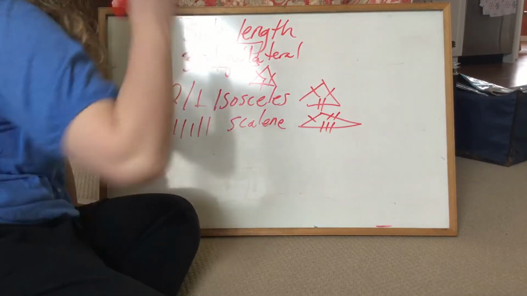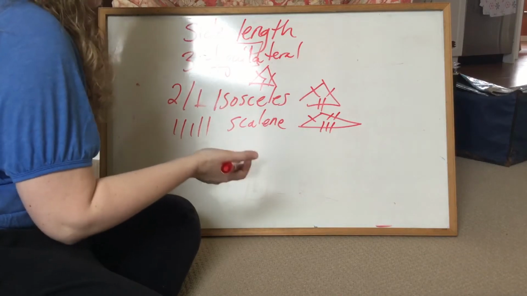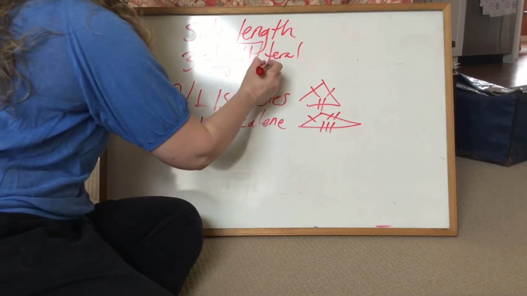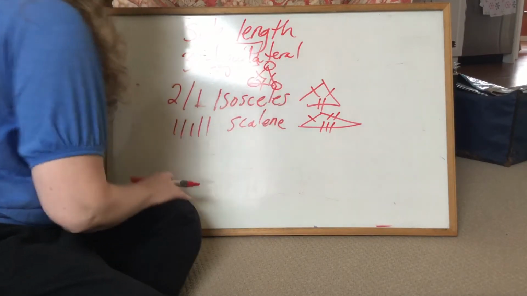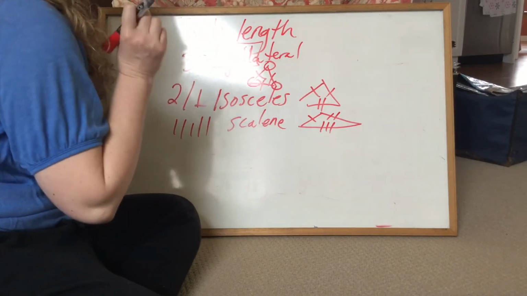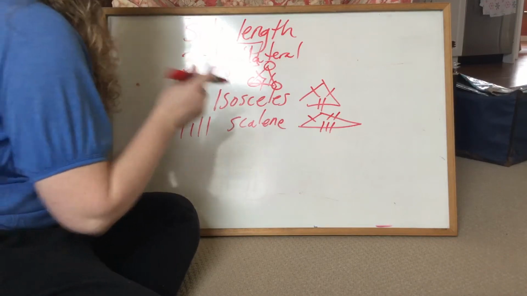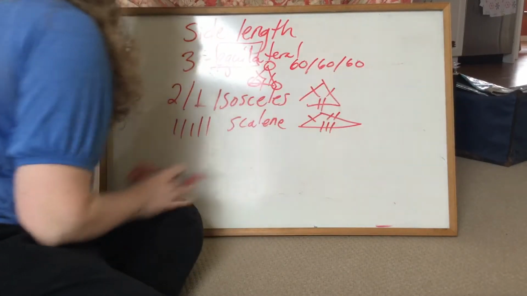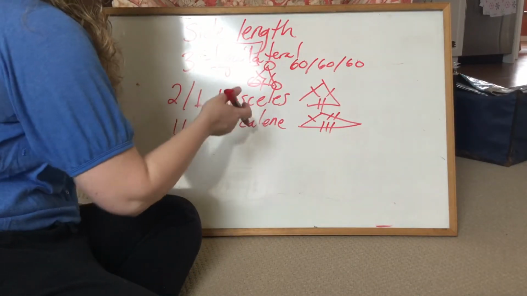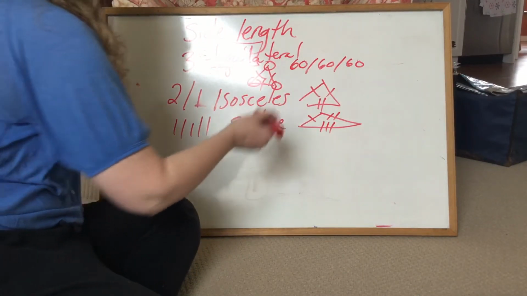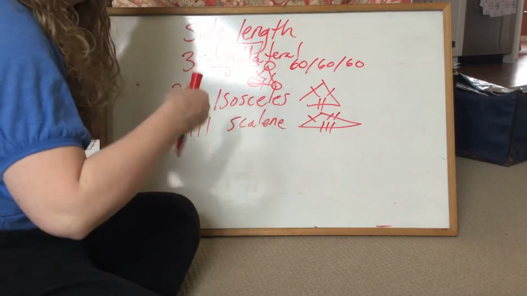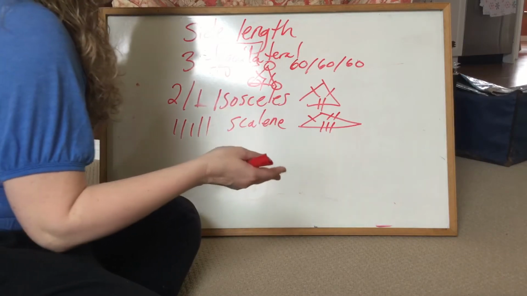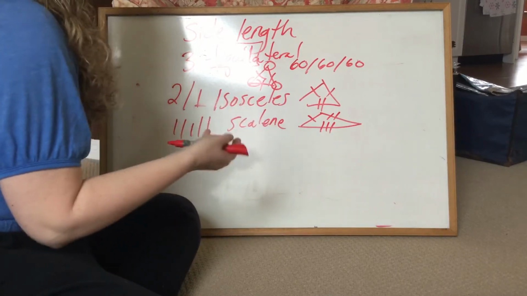What's kind of neat about this is that even though we talk about side lengths, it also applies to the angles. In an equilateral triangle, not only are the three sides equal, but the three angles inside are equal. All three angles equal 60. In an isosceles triangle, it's the same thing. It has two sides of equal length, but it also has two angles of equal size.